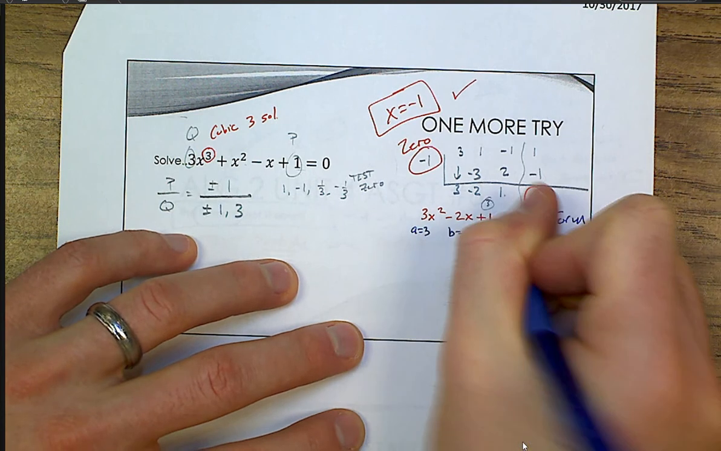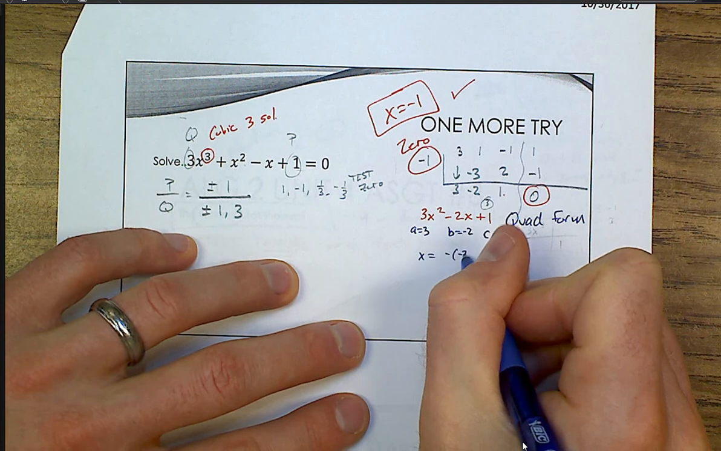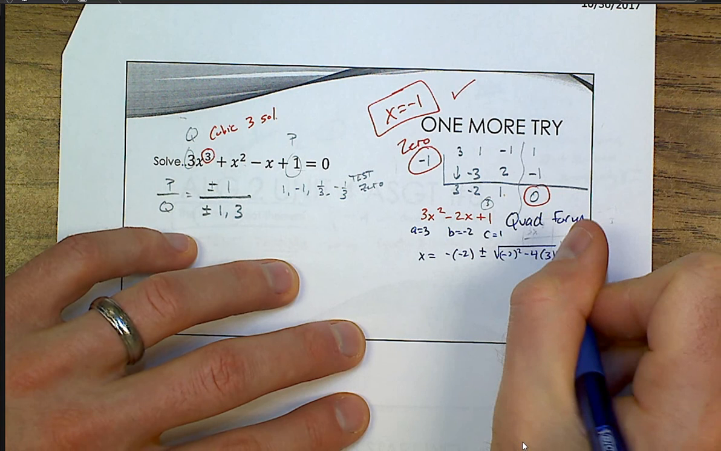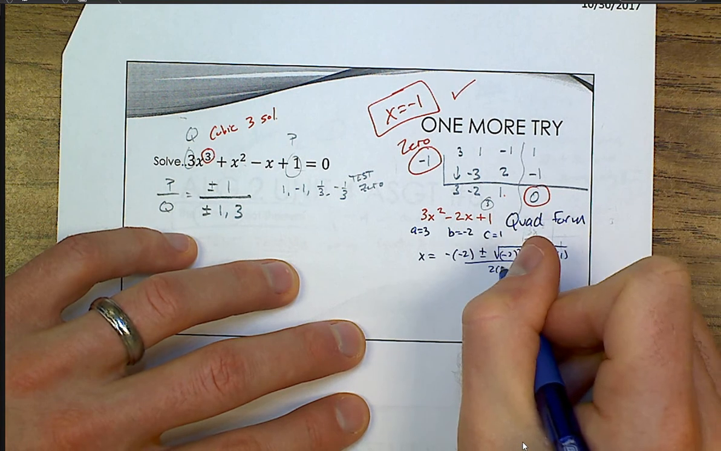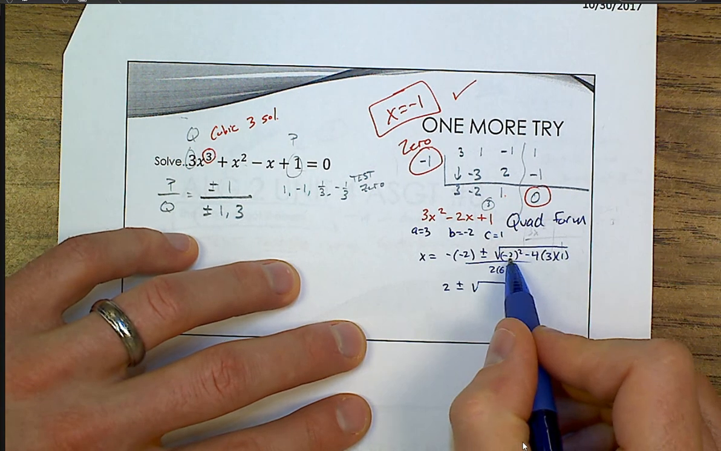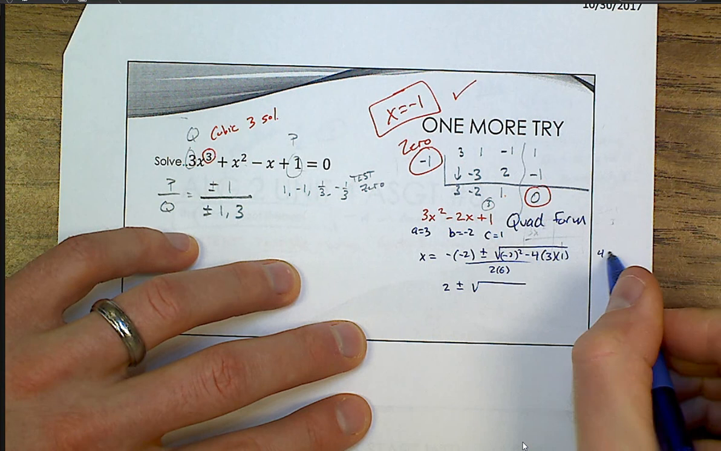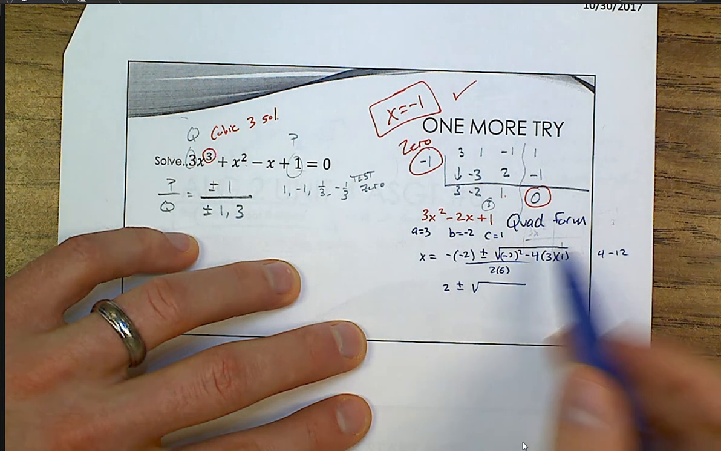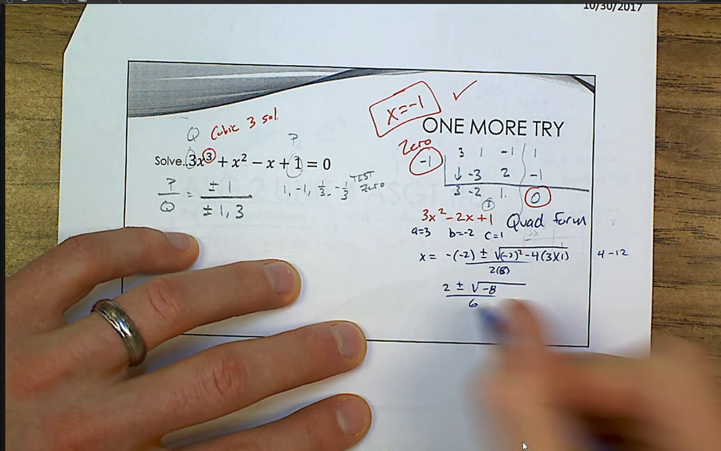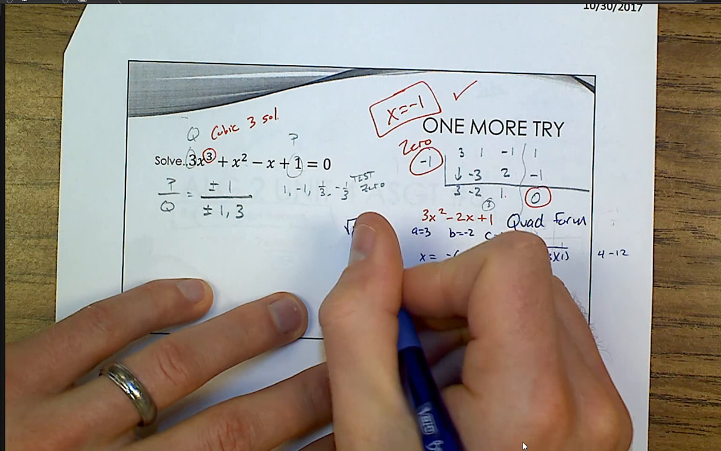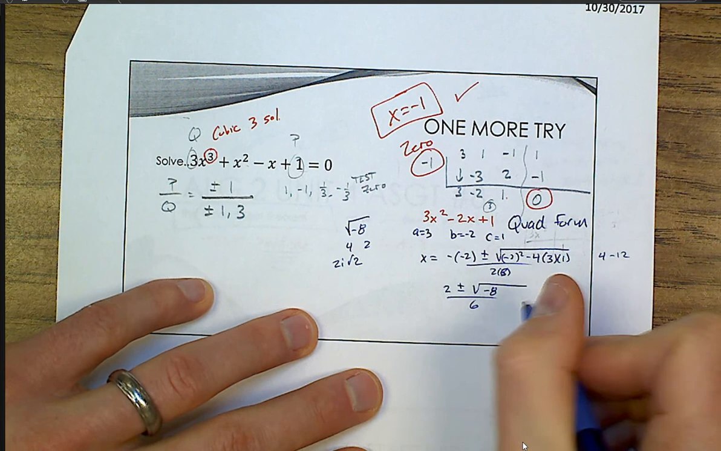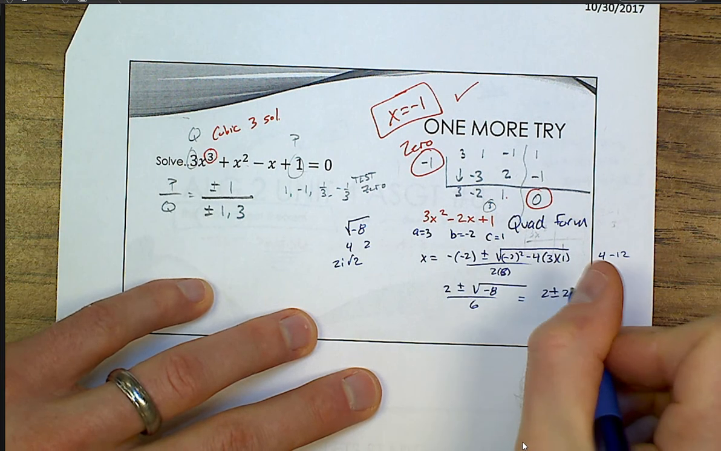So let's do it. x equals -b plus or minus the square root of b squared minus 4 times a times c, all over 2 times a. So I'm going to get +2 plus or minus the square root of 4, I'm going to have 4 minus 12. So I'm going to have a -8, all over 2 times 3, which is 6. So we got to break down -8, right? That's going to go 4 and 2. So that's going to be 2i radical 2. So I'm going to have 2 plus or minus 2i radical 2 all over 6.